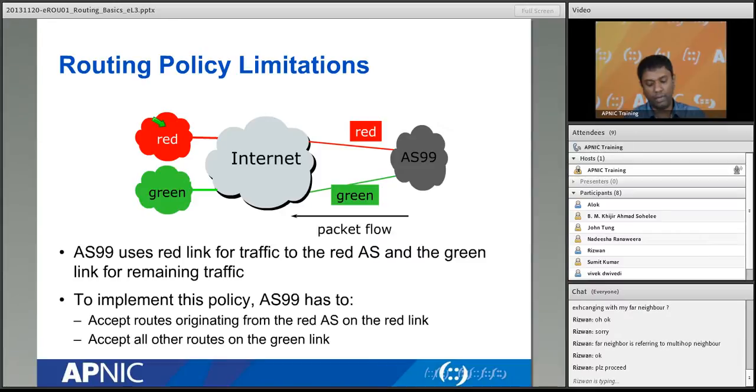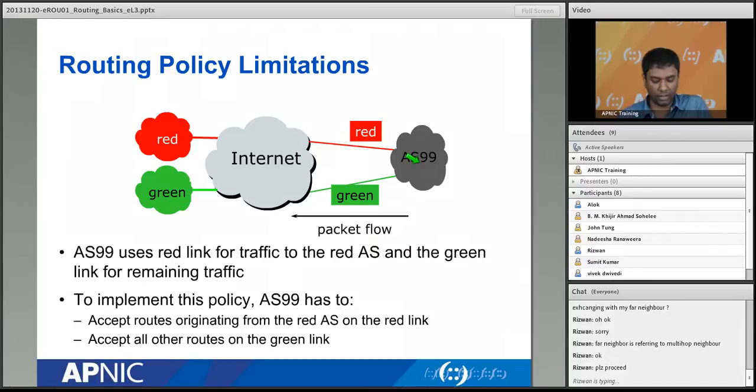They need to advertise the prefix via the red link. When the prefix comes via the red link, then traffic can go via the red link as well, right? And if you need to exchange traffic from AS99 to the green AS via the green link, then it has to be advertised via the green link as well. So that's how the routing policy works.